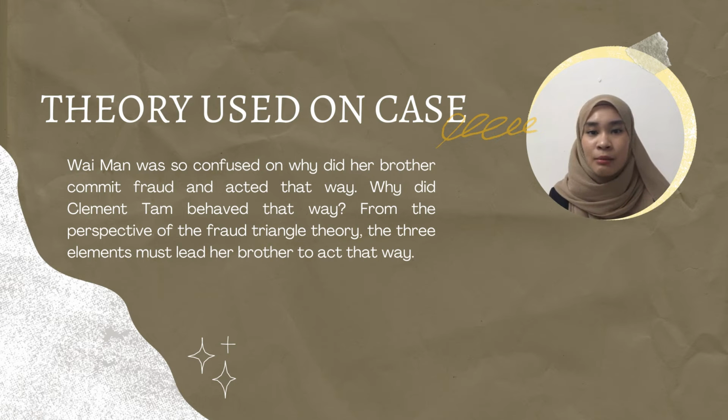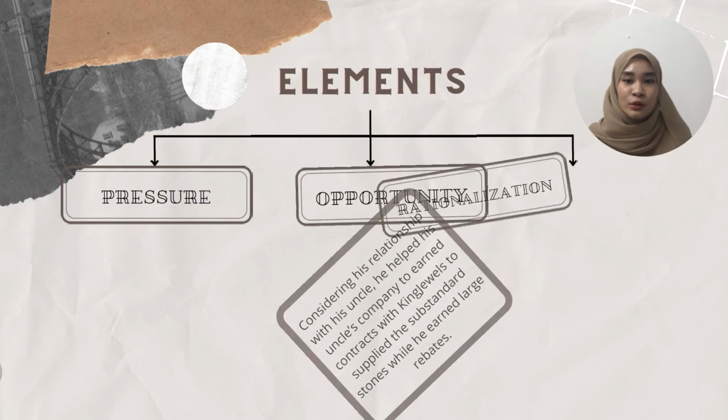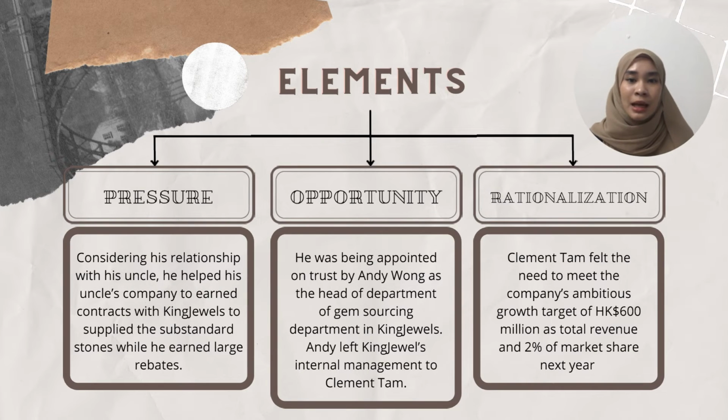Why did Clementine behave that way? From the perspective of the fraud triangle theory, the three elements must have led her brother to act that way. Let's have a look at all three elements that led Clementine to commit fraud. The first one would be pressure. The two sourcing companies, Sura Gems and Denpa Stones, had supplied those substandard stones.